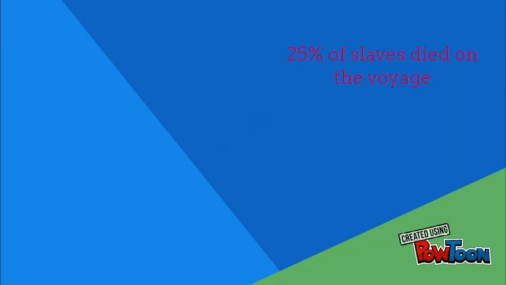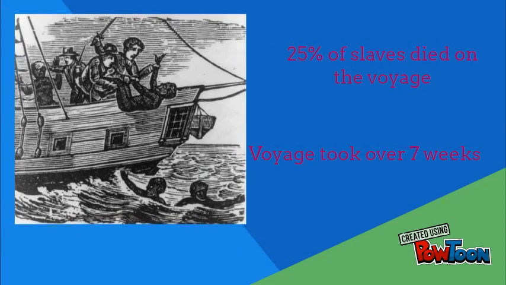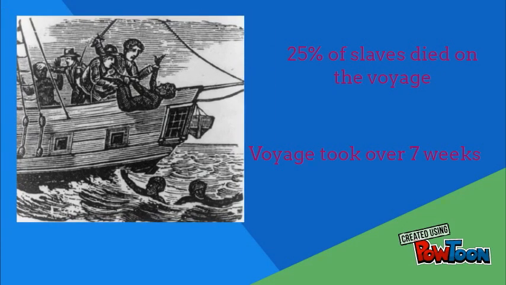25% of slaves died on the ships from Africa. The voyage from Africa usually took over 7 weeks. Another reason for the high death rates amongst these ships was that slaves tried to commit suicide by not eating or by jumping overboard.